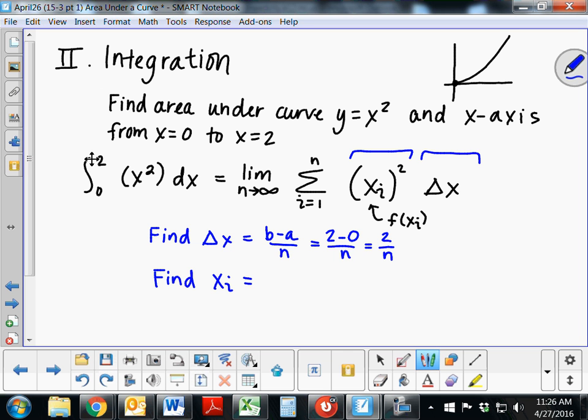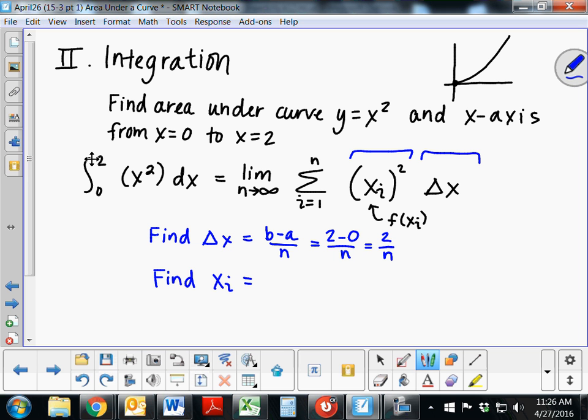X sub I is talking about the right-hand side of your rectangle. That's the number that we're trying to plug into the function. How do you figure out that number every time? When you were doing those areas with your rectangles in your groups, how did you figure out what number you were going to plug in and square for your rectangle?